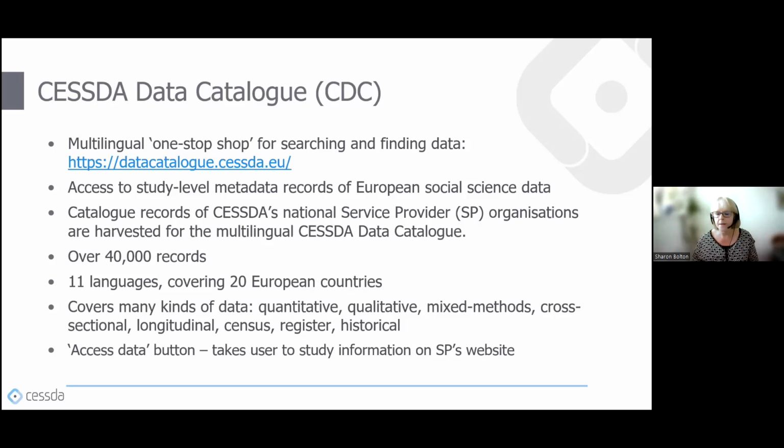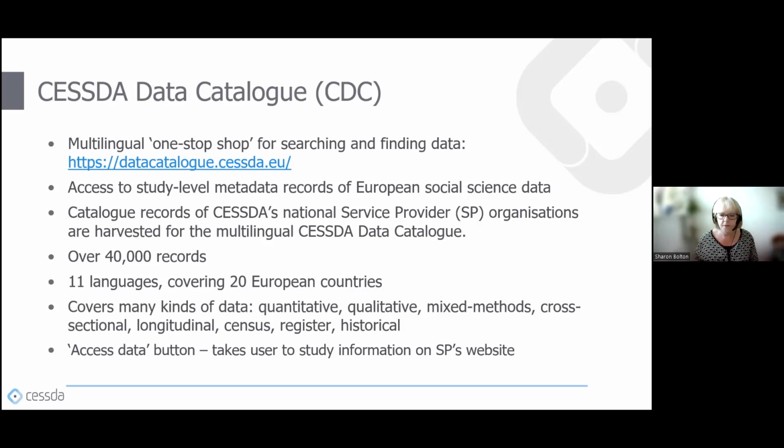That's basically because a lot of the service providers send only their English language feed and not their local language feed as well, but it is available in 11 European languages. It also includes many kinds of data in the CDC: quantitative, historical, register data, mixed methods, cross-sectional, longitudinal, and so on. Each catalogue record has an access data button, which takes you to the information about that study on the individual service provider's website.